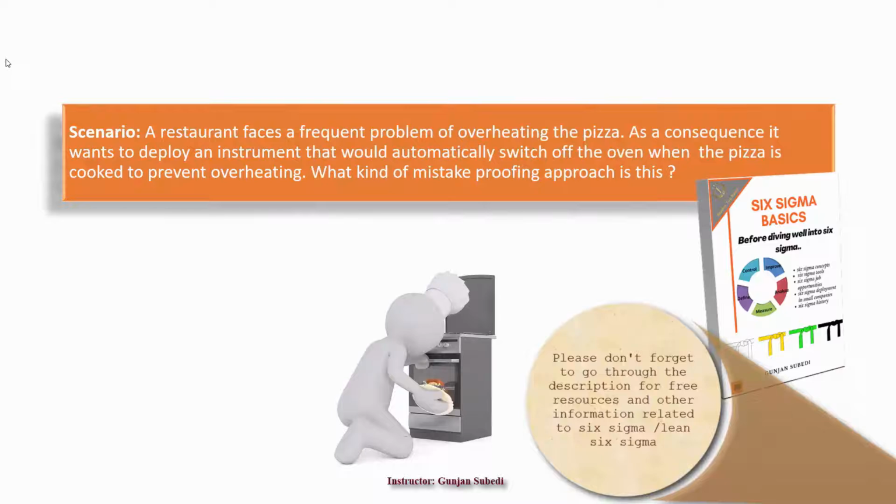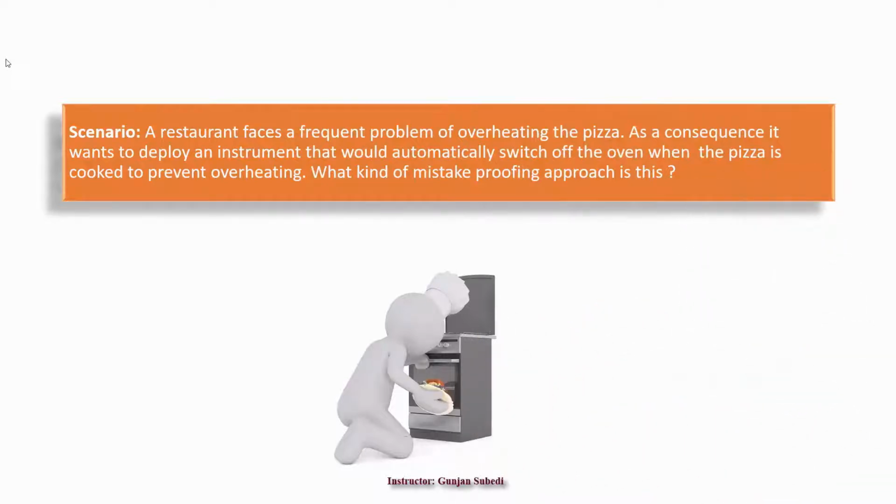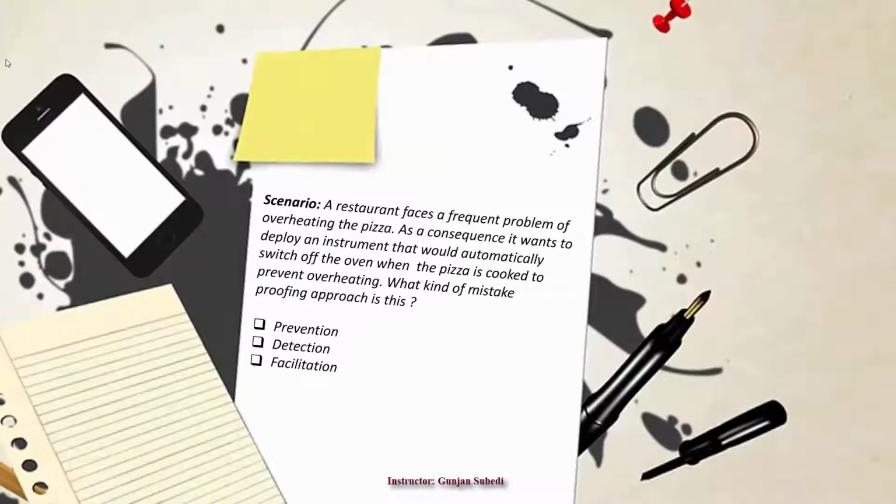A restaurant faces a frequent problem of overheating of the pizza. As a consequence, it wants to deploy an instrument that would automatically switch off the oven when the pizza is overcooked or to prevent the overheating. What kind of mistake-proofing approach is this? Your options are prevention, detection, and facilitation.